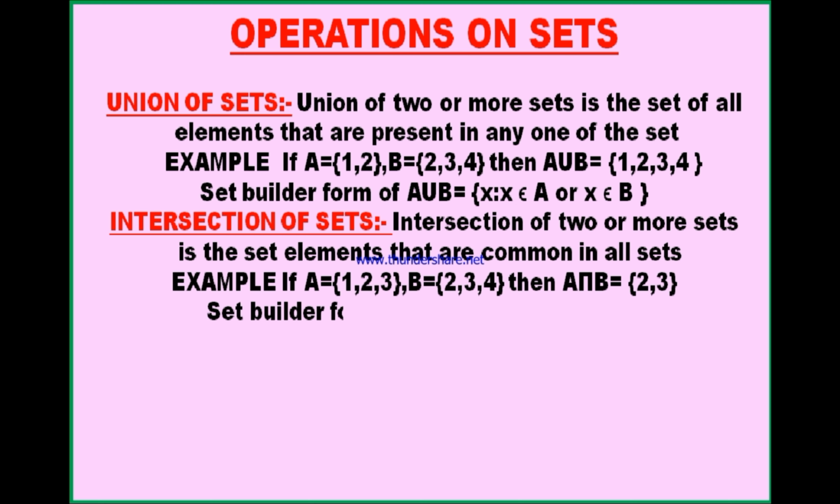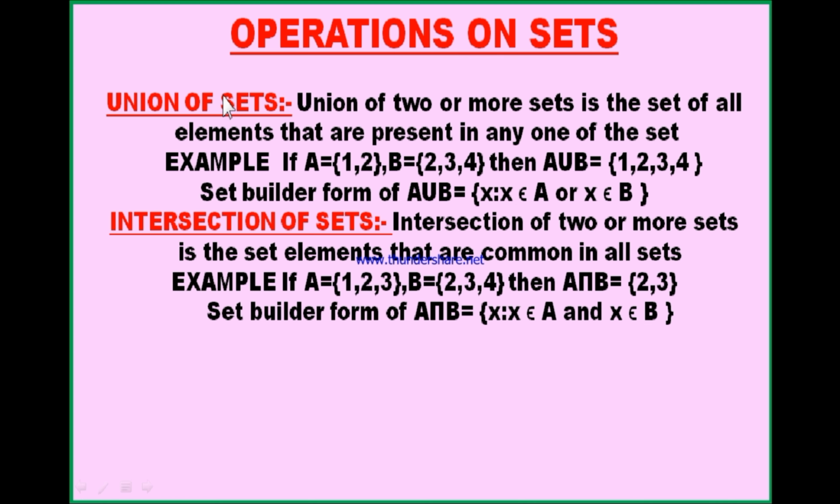Now, set builder form. The set builder form of A intersection B is X is an element in A intersection B only when X is present in A and also in B. That is X such that X belongs to A and X belongs to B, meaning X is common in both the sets A and B.